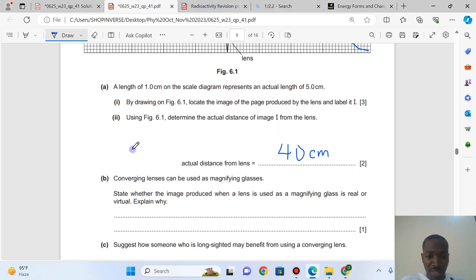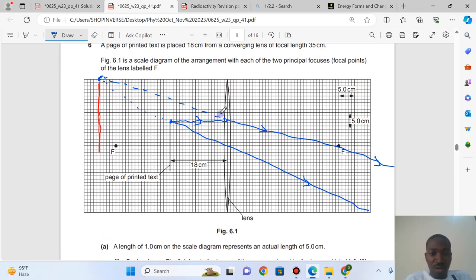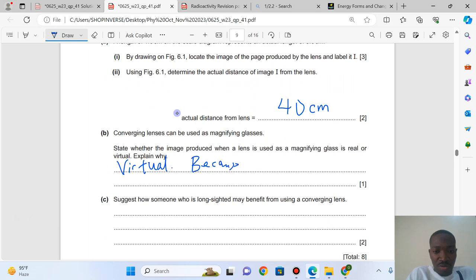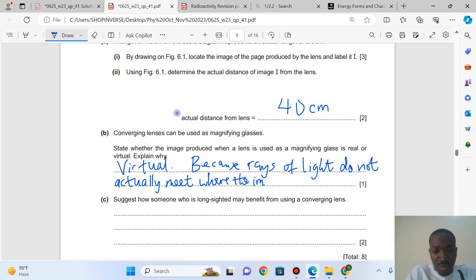Okay, the question then proceeded to say, converging lenses can be used as magnifying glasses. State whether the image produced when a lens is used as a magnifying glass is real or virtual. Explain. It is a virtual image. When you use it as a magnifying glass, it's a virtual image. Why? Because rays of light do not actually meet where the image is formed. And also the image cannot be captured on a screen. That's one of the characteristics of virtual images.